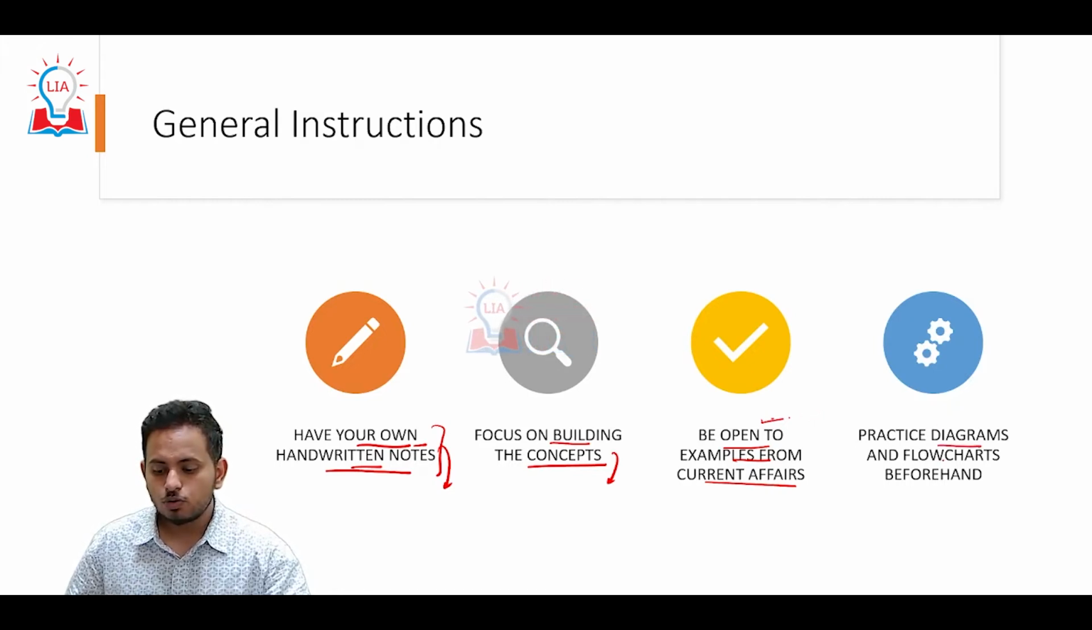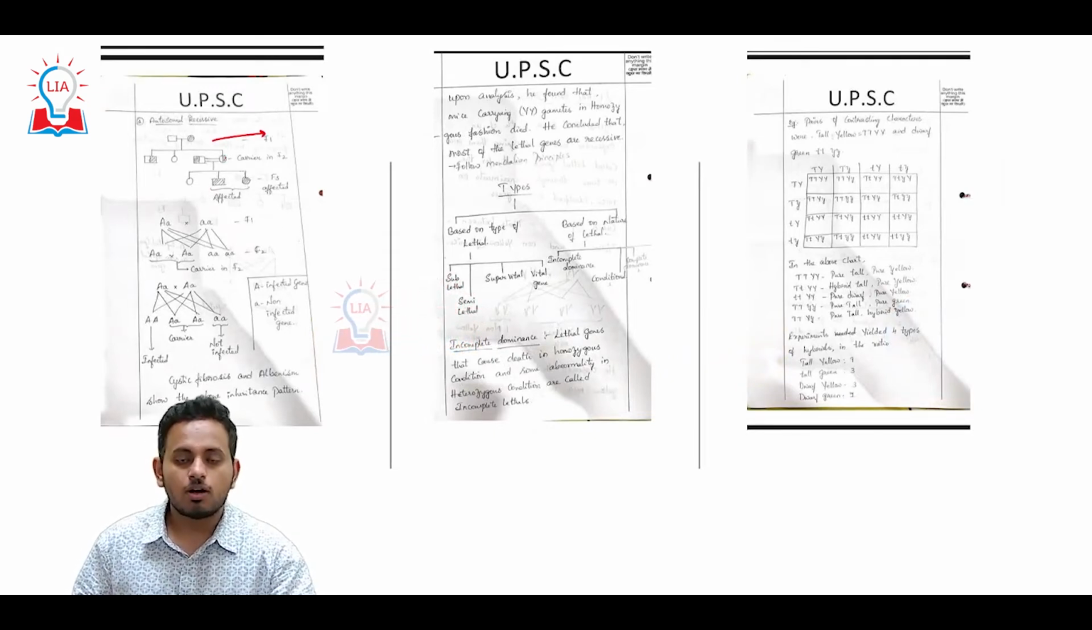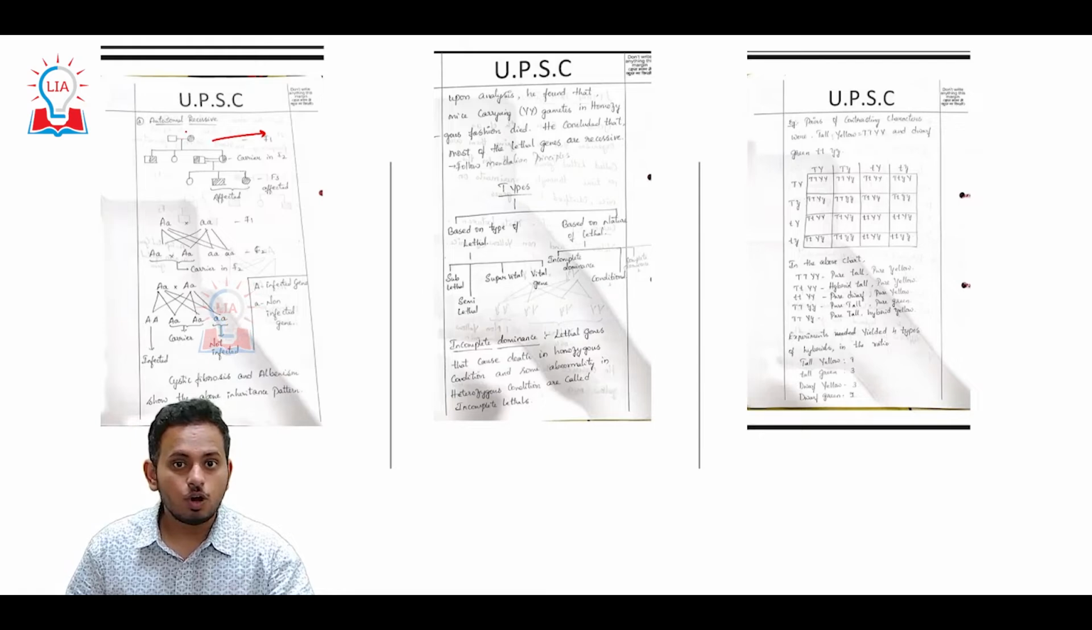Practice diagrams and flowcharts beforehand. This is how you will have to go about your note making process. This is a chart for pedigree analysis in unit 9 of anthropology. You will have to have such diagrams ready in your notes, so that you do not waste time making or thinking about these diagrams. Flowcharts like this, you will have to keep very handy.